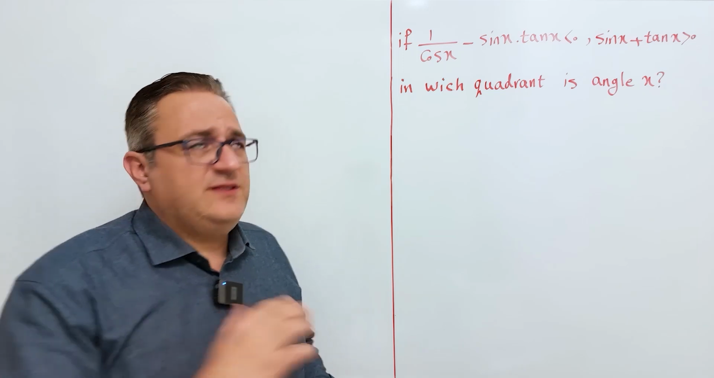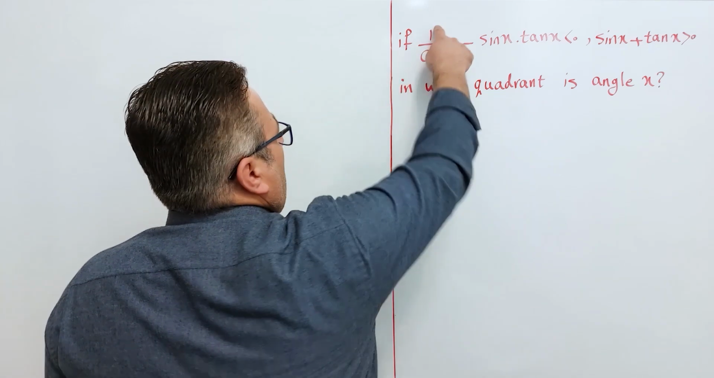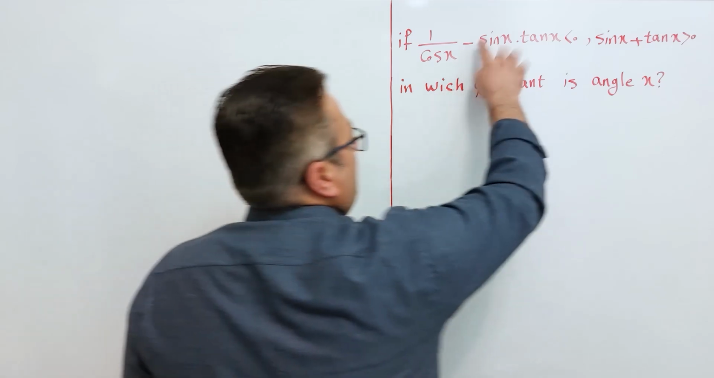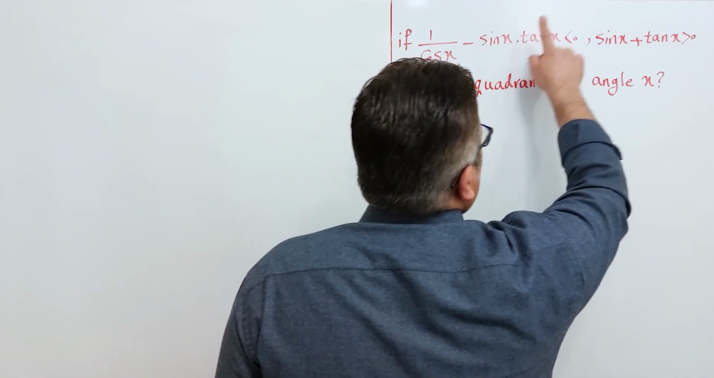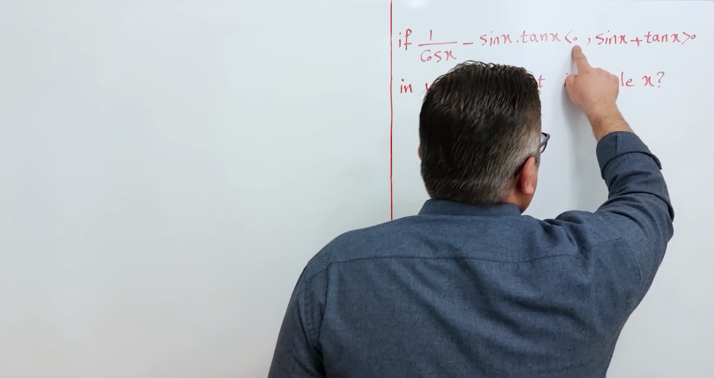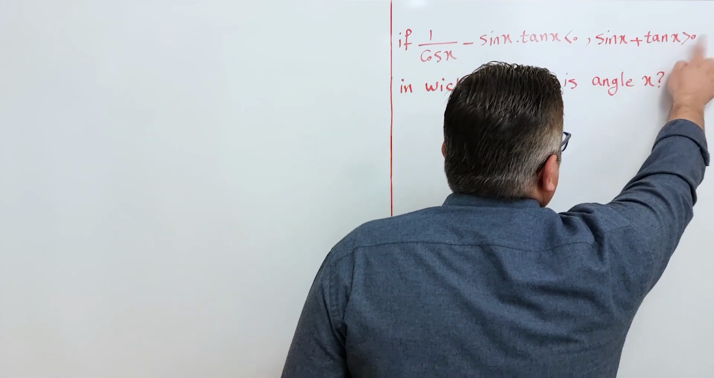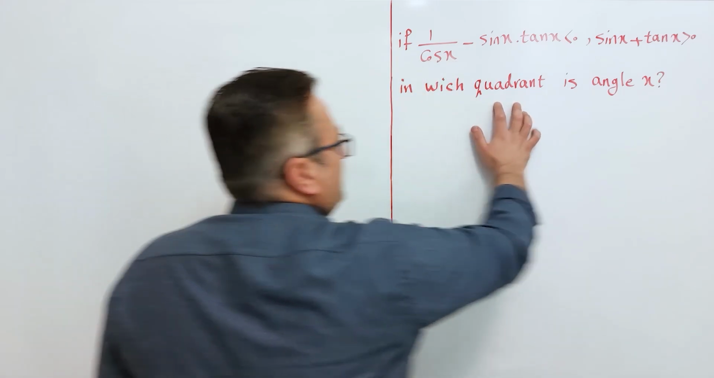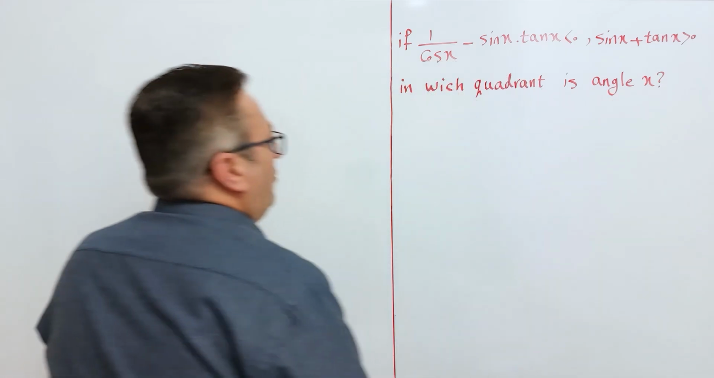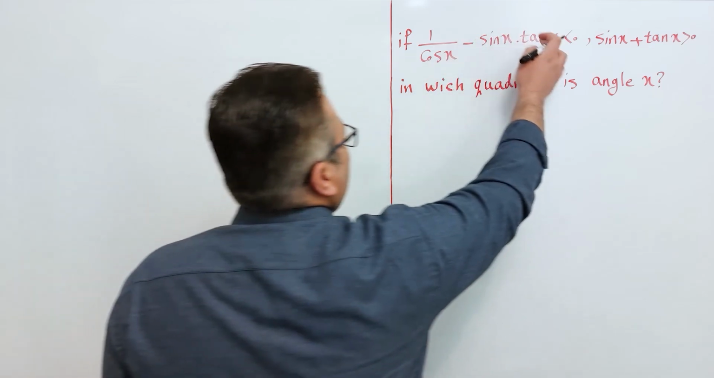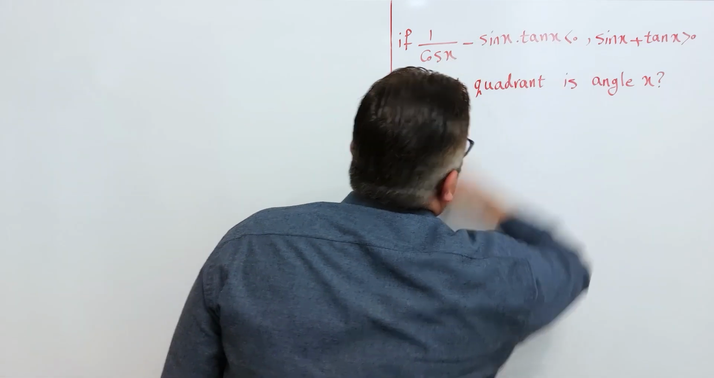Okay guys, look at this question. If 1 over cosine x minus sine x times tangent x is negative and sine x plus tangent x is positive, in which quadrant is angle x? Okay, we first expand the tangent in this inequality.